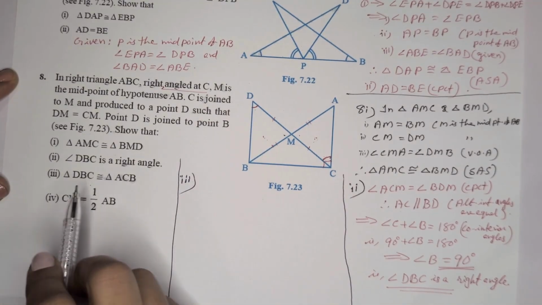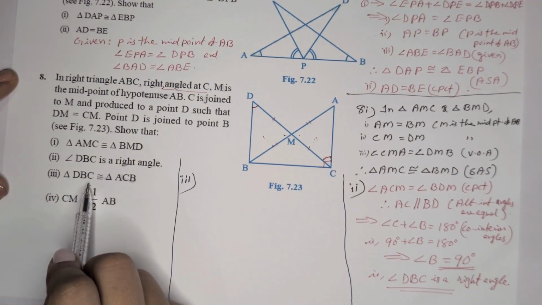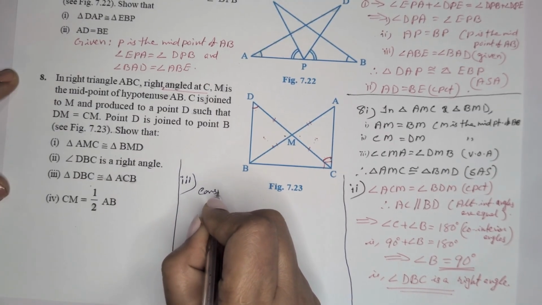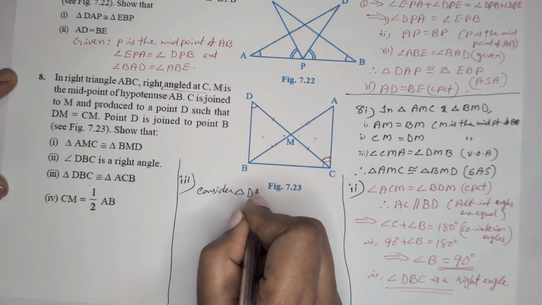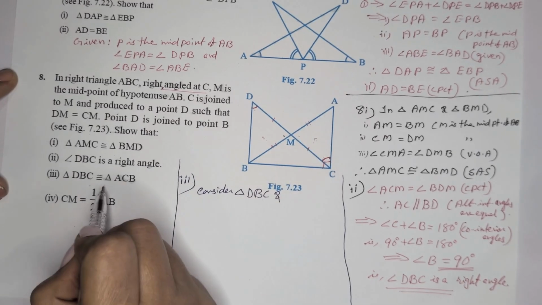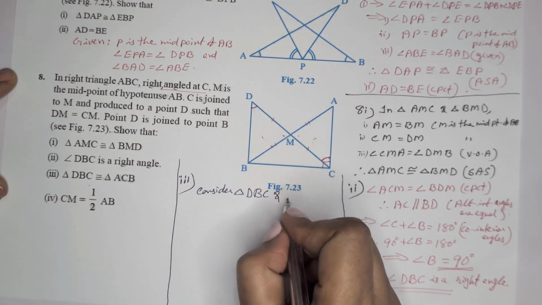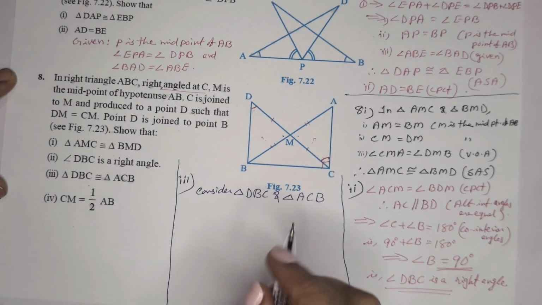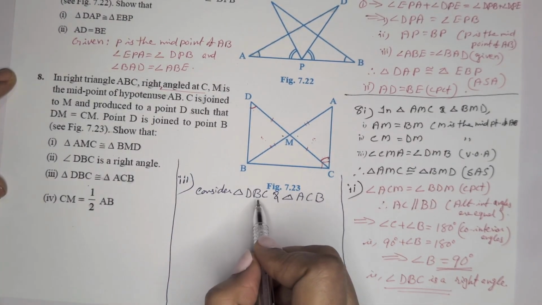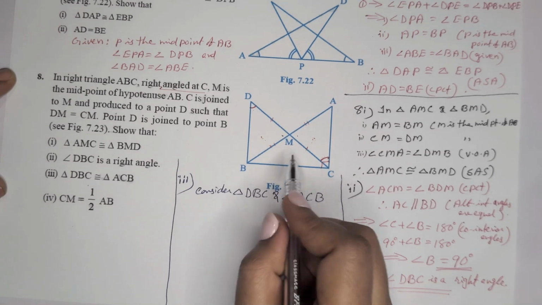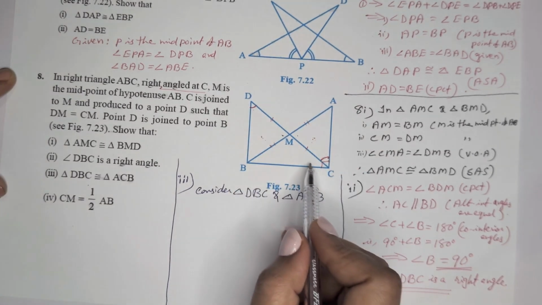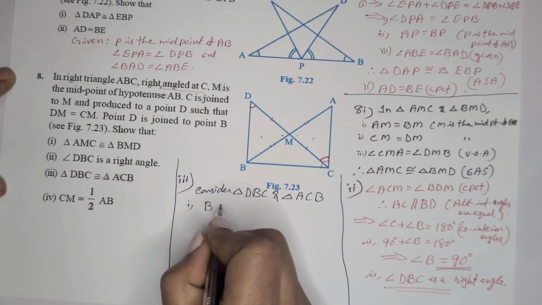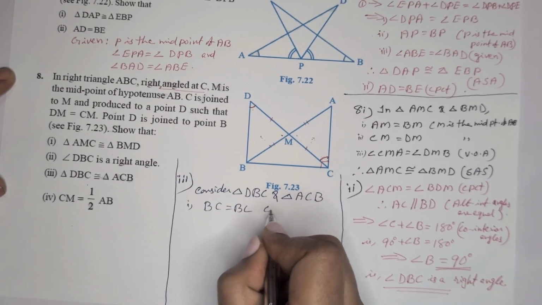Now the third part of the question. Prove that triangle DBC is congruent to triangle ACB. So consider triangle DBC and triangle ACB. Here we can write BC is the common side in these two triangles. One is this triangle, the other one is here. So BC is common. So we can write the first condition: BC is equal to BC, that means common side.